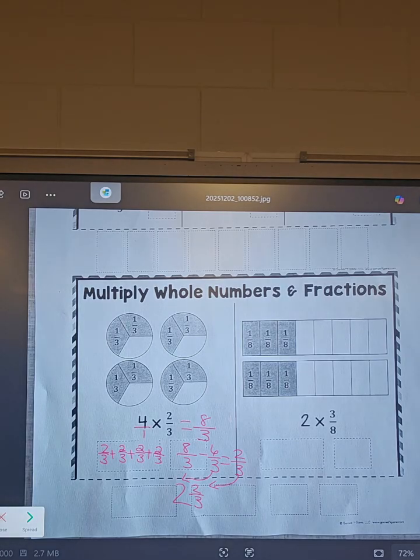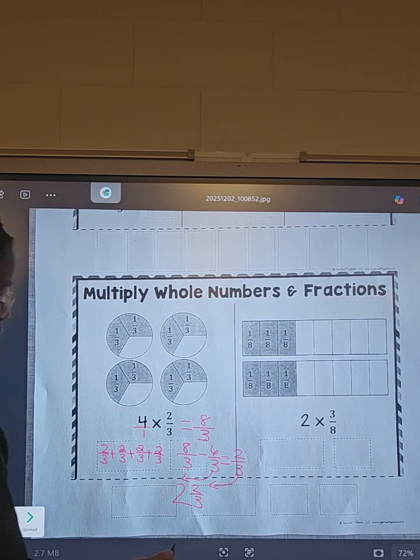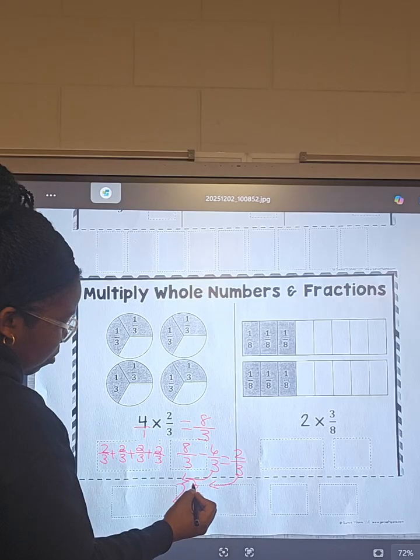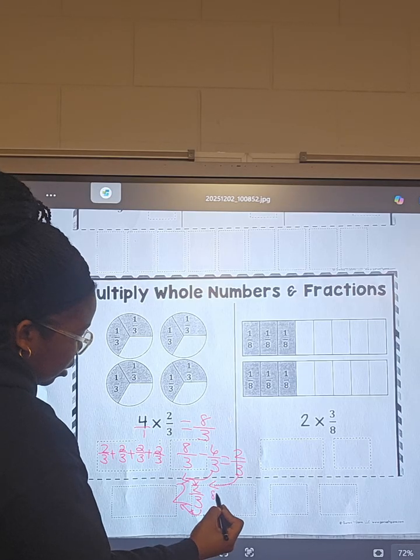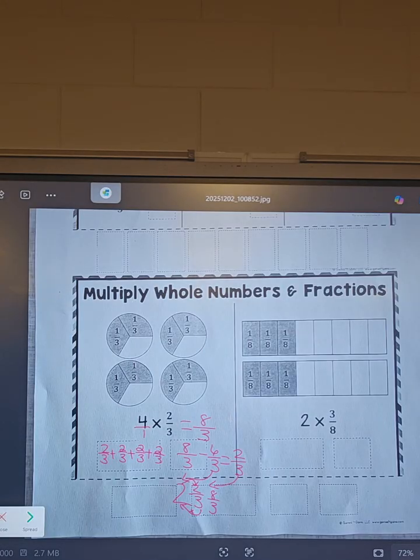Now again, another way that we can verify that that is the correct answer, we can do 3 times 2, which is 6, plus 2, which is 8. And that puts us back at the 8/3. And that is how we multiply our whole numbers and fractions using multiplication as well as repeated addition.